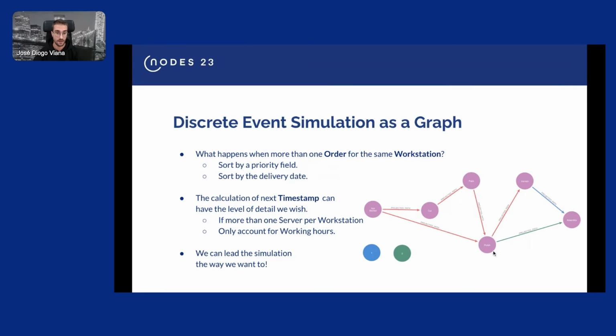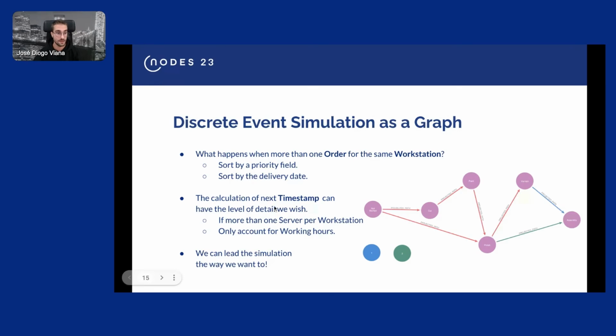Continuing with this simulation, let's imagine now we have moved through. Coming from the previous one, you see that these paths have already been completed, and we are on the last step. And what happens when more than one order is going for the same workstation? We can do the simulation the way we want to. We can sort them by a priority field that can be a property in the order node, or we can also sort by the delivery date. For example, if an order has a smaller delivery date than the other, then it basically has a higher priority by default because it needs to be delivered first.